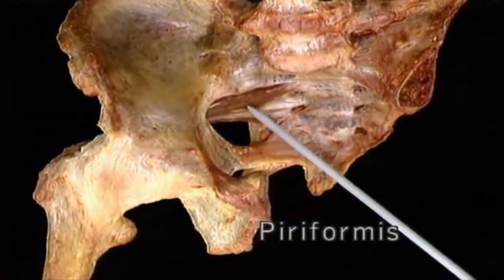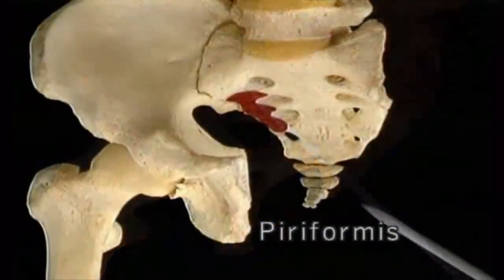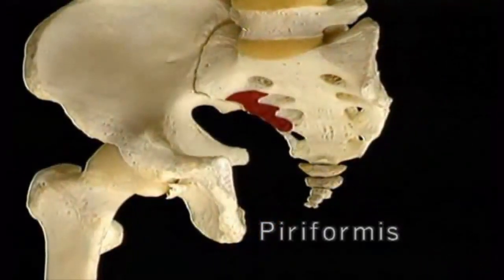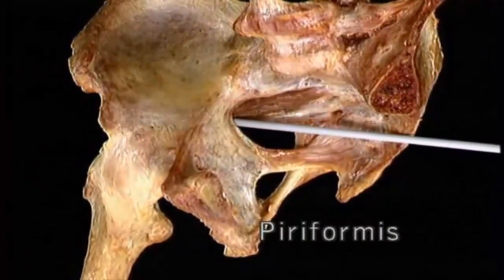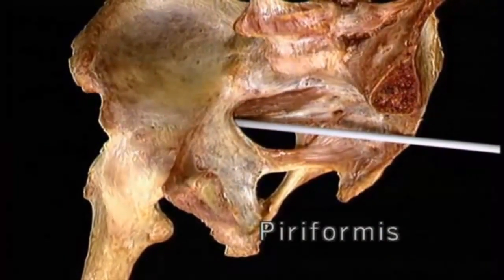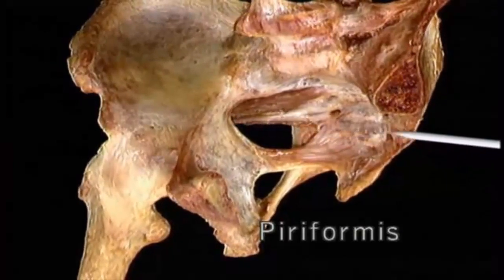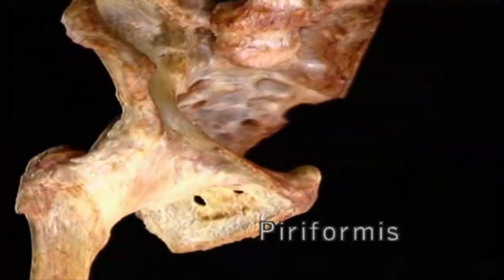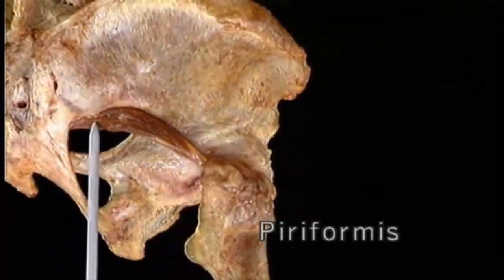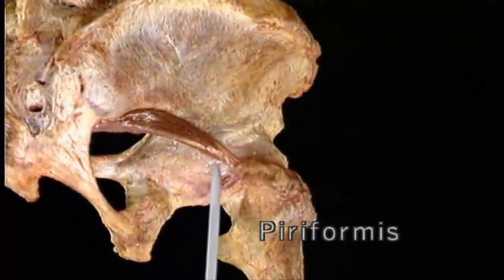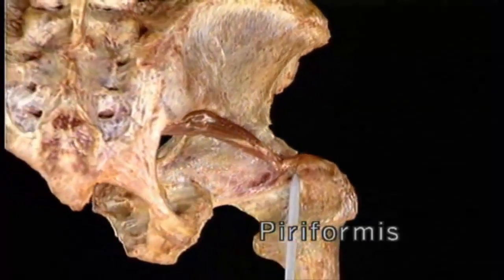Here it is. Piriformis arises from here on the sacrum. It leaves the pelvis by passing through the greater sciatic foramen, along with the sciatic nerve. We'll go right round to the back to see where it comes out. Here's piriformis emerging. It inserts here, high up on the medial aspect of the greater trochanter.